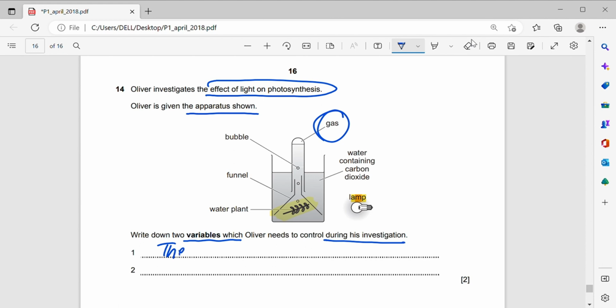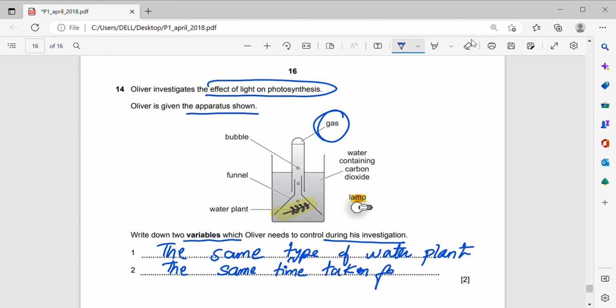So the same type of water plant, the same time taken for the experiment, and if you write also the same temperature of the reaction, it would be correct as well.